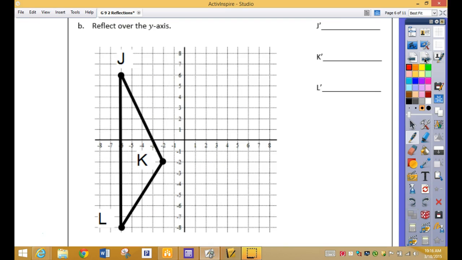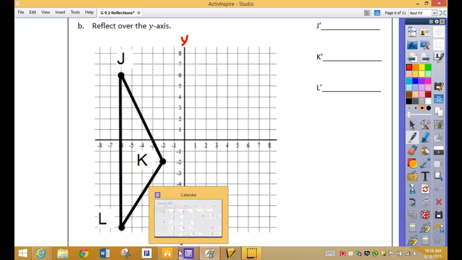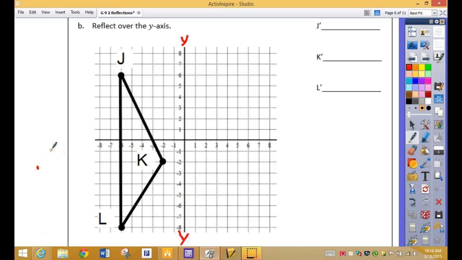All right, do this one. Reflect it over the y-axis. So here's your y. This is our line of reflection. So K is 1, 2. So you count 1, 2. Here's my new K prime. 1, 2, 3, 4, 5, 6 to the line of reflection. 1, 2, 3, 4, 5, 6 to the line of reflection over here. J prime. 1, 2, 3, 4, 5, 6. And now I have L prime.